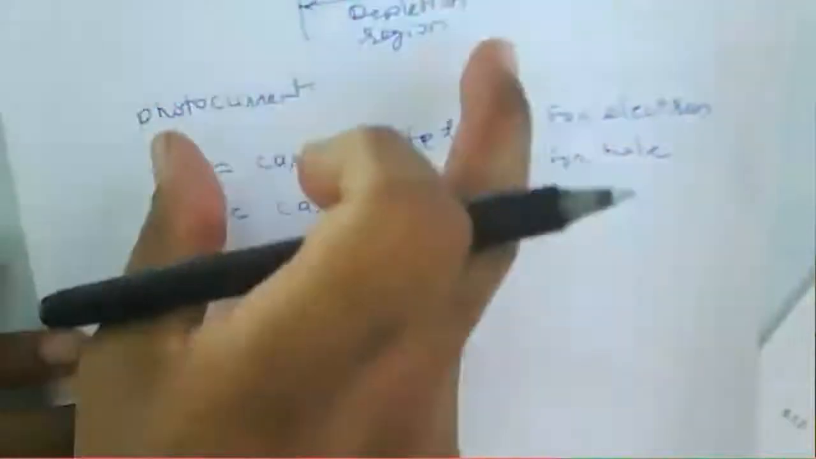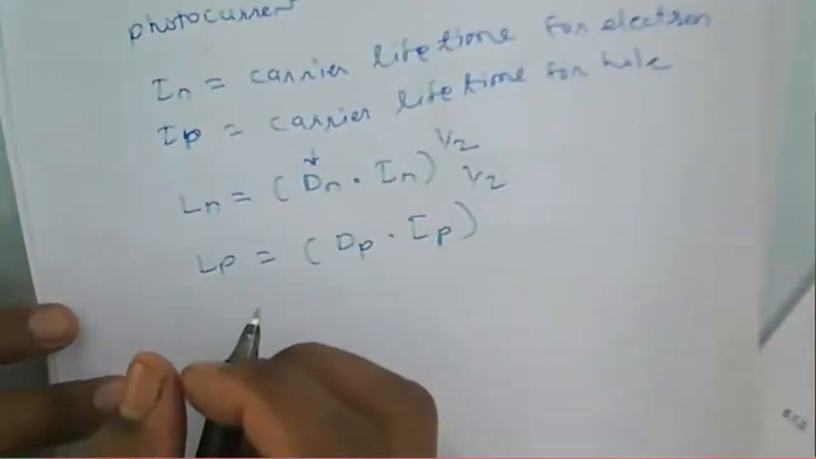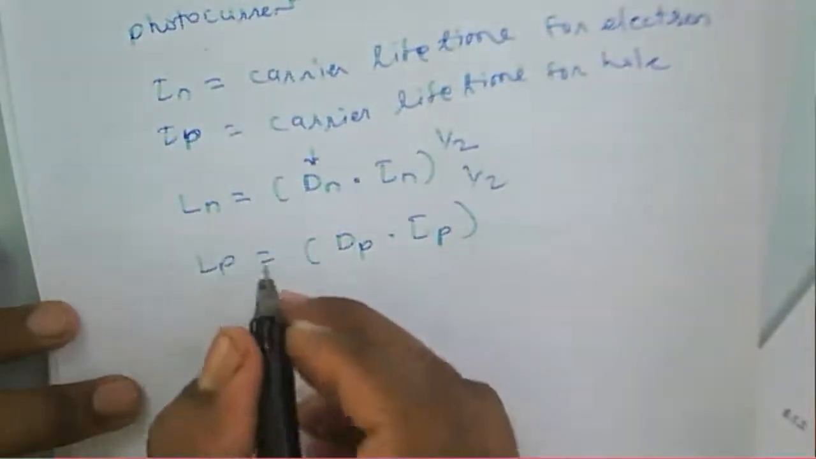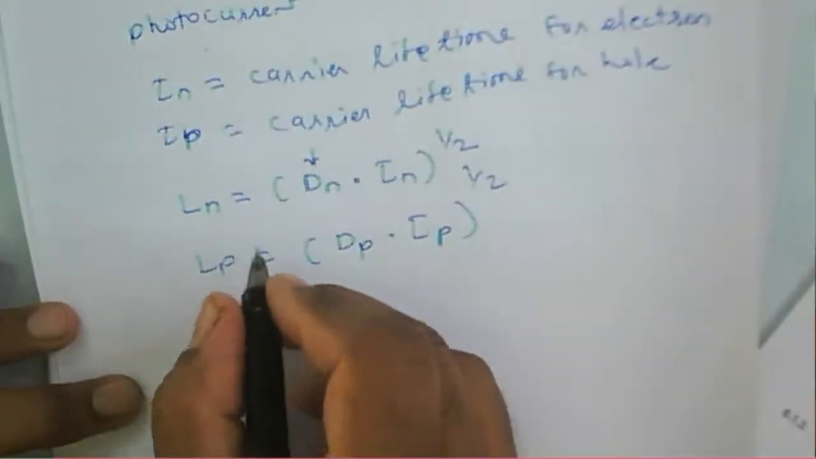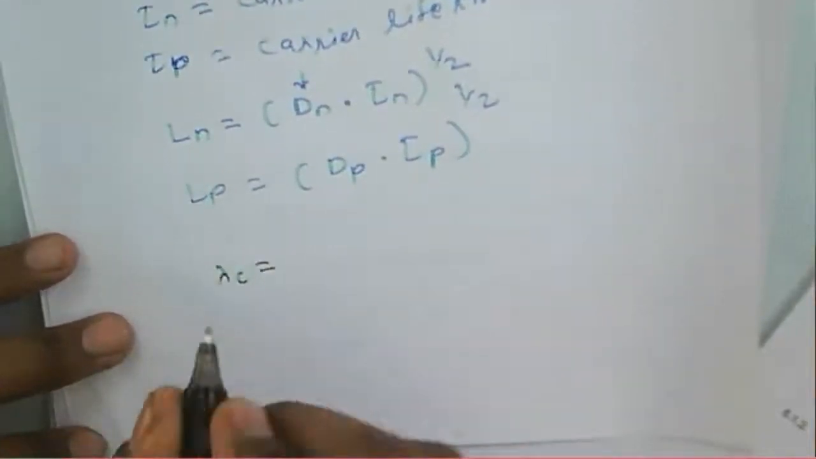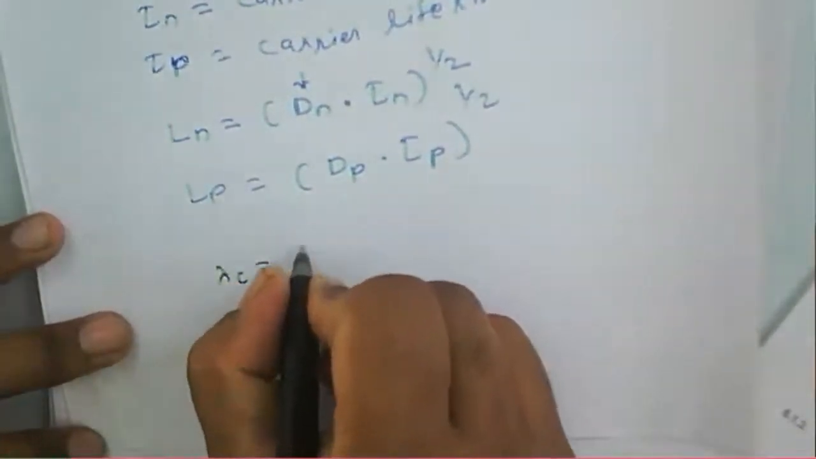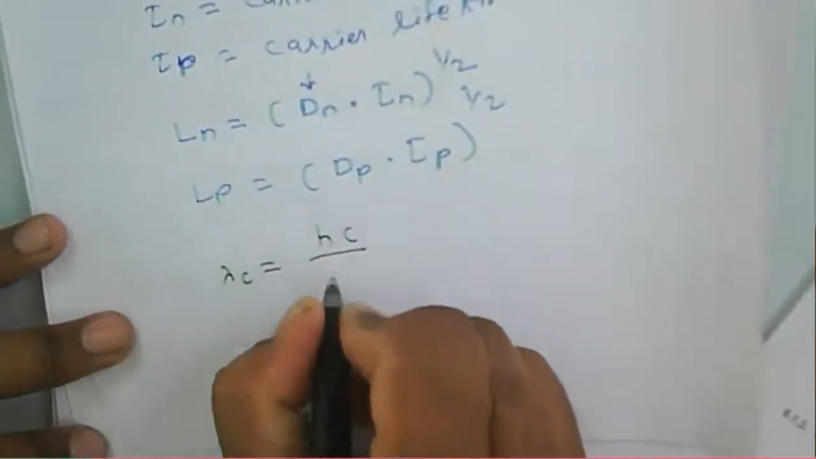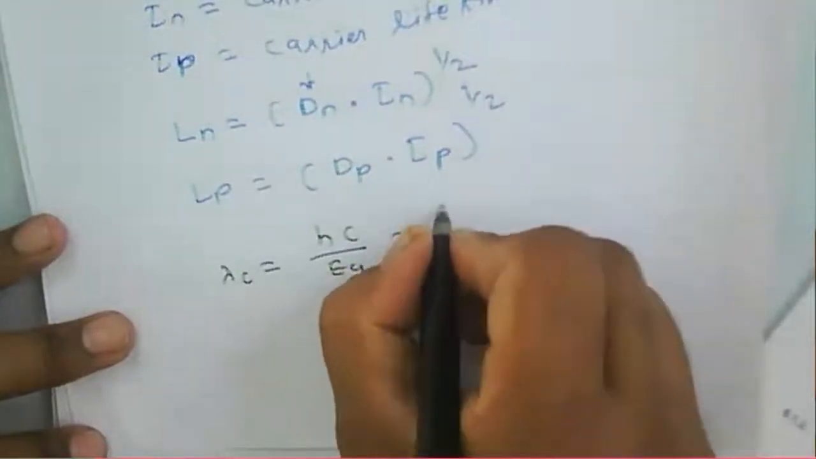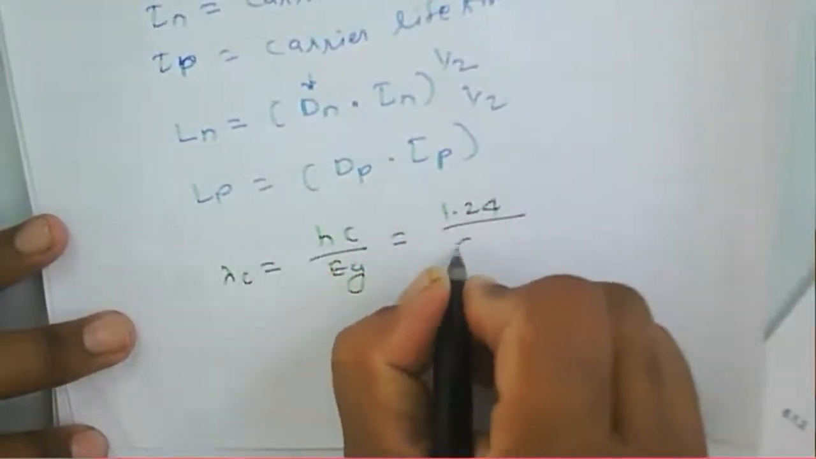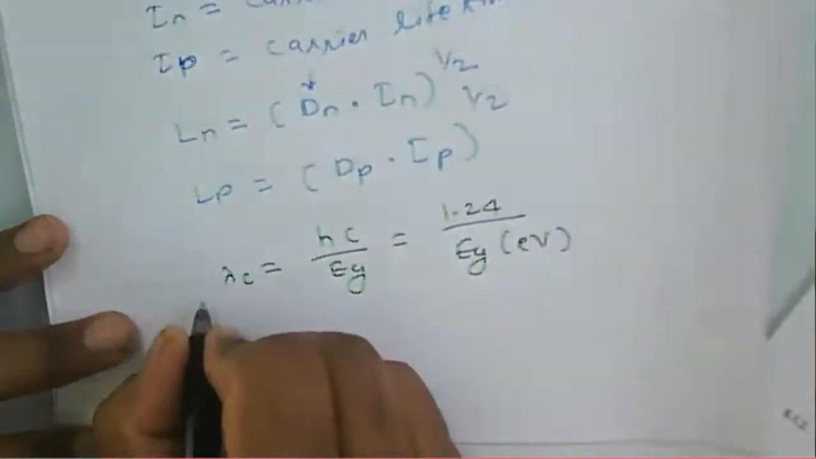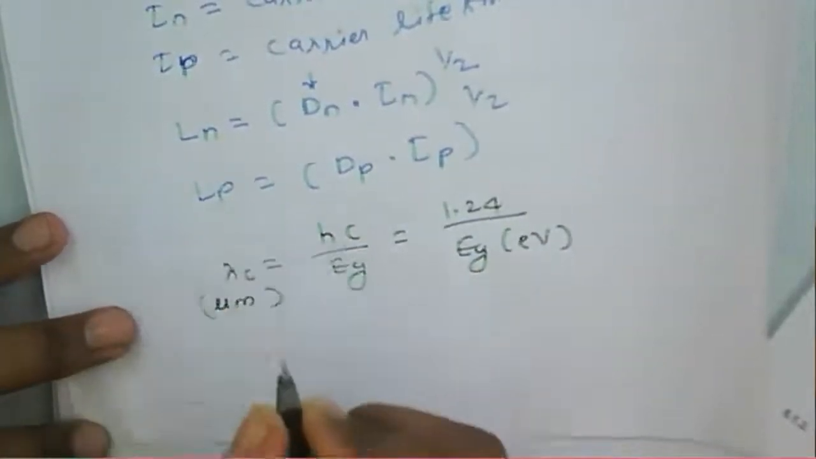So for the given material, there should be some upper cutoff wavelength. We can calculate that upper cutoff wavelength for the given band gap energy material: lambda c is equal to hc by Eg. So it is equal to 1.24 by Eg, where Eg is in electron volts, and this one is in terms of micrometers there.